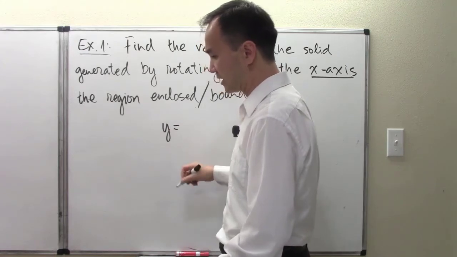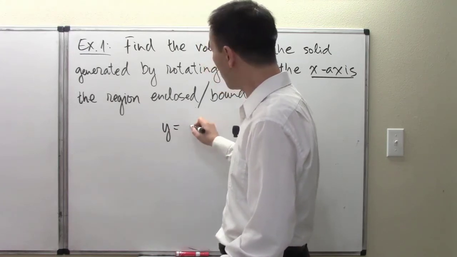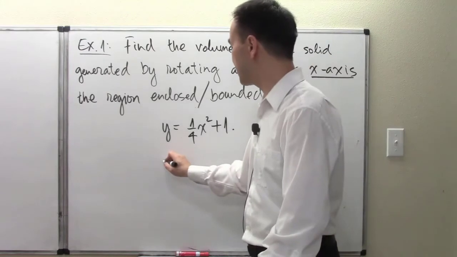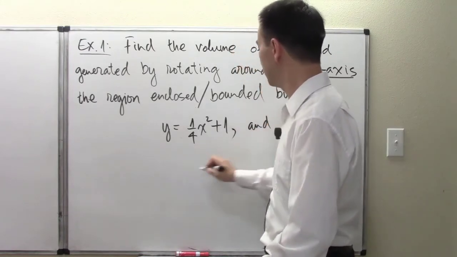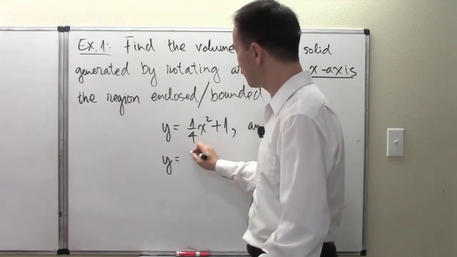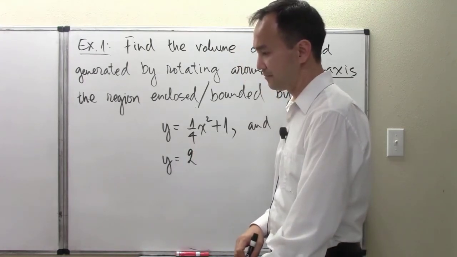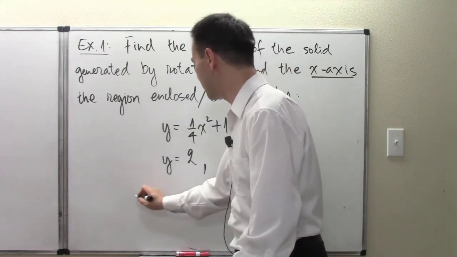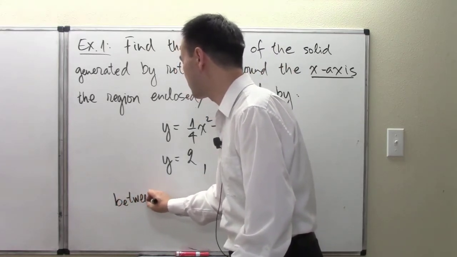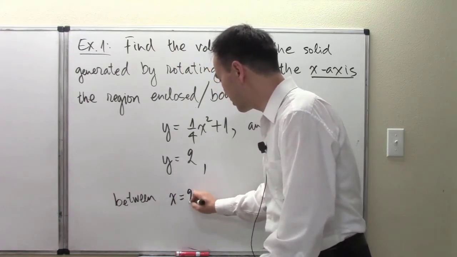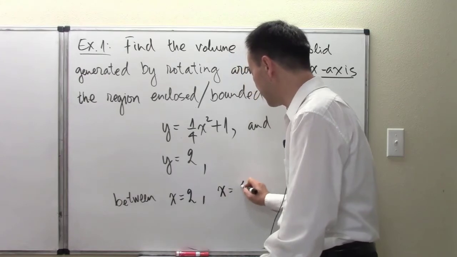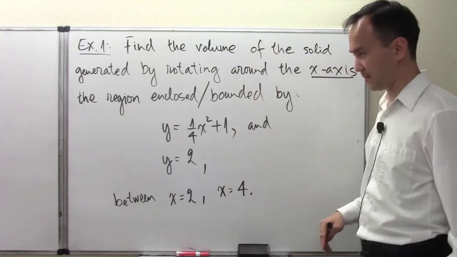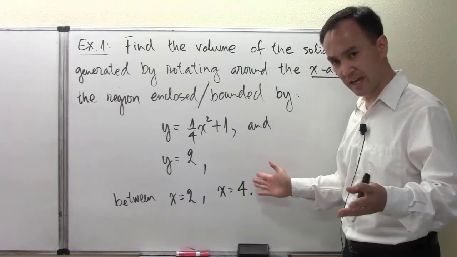How about y equals 1/4 x squared plus 1. That's one line right there. That's one curve. There's another curve, and y equals 2, okay? And now, of course, between x equals 2 and x equals 4, okay? And so that is the region right there. All right, so now, and that's the end of the description of our problem.